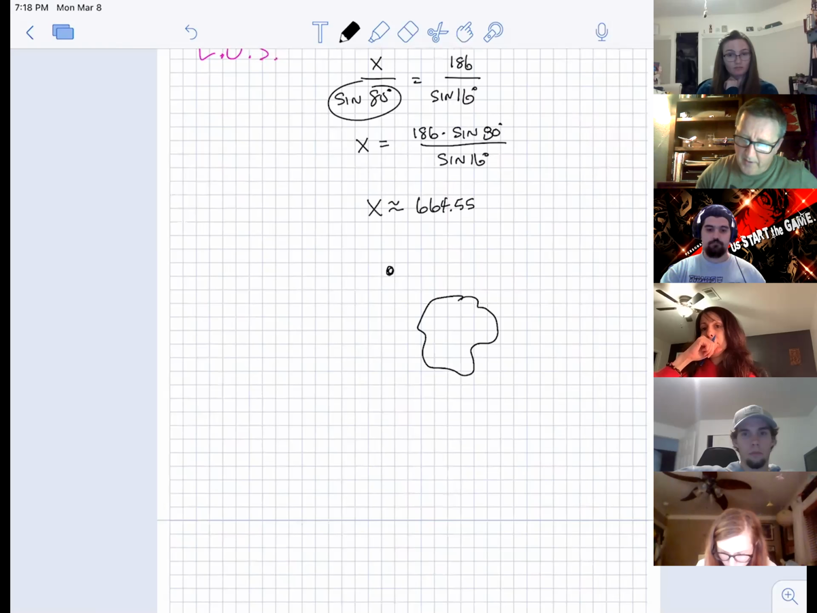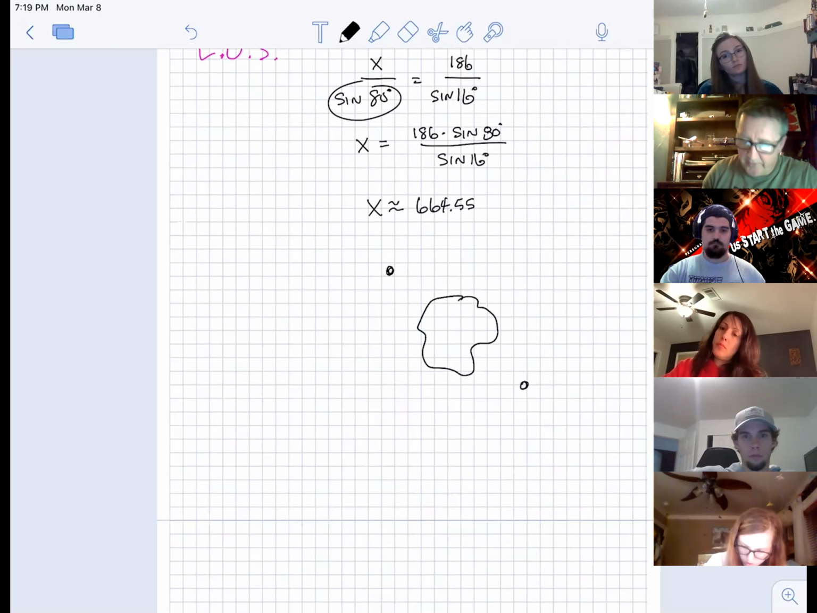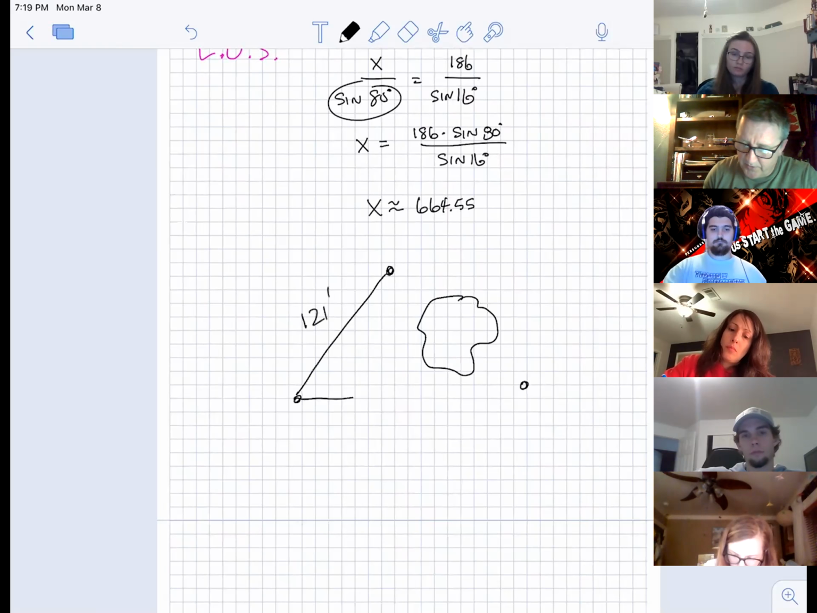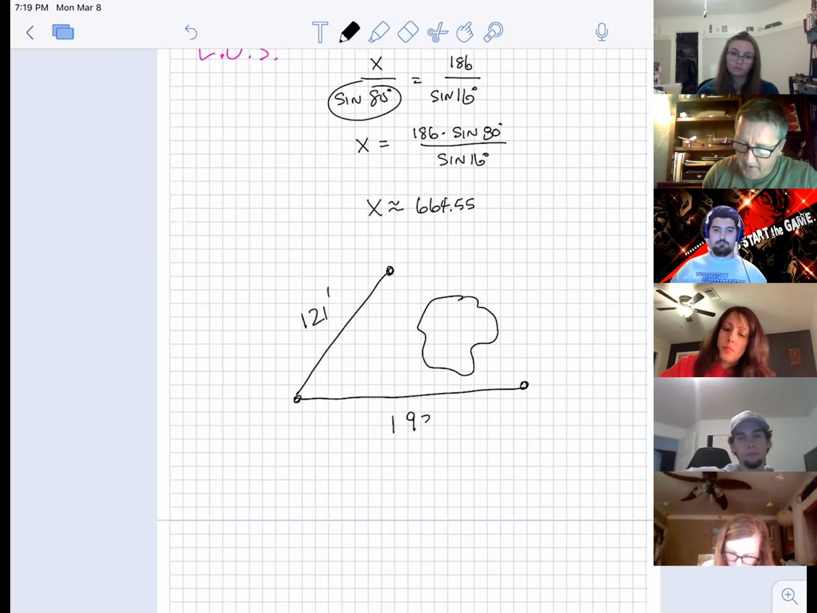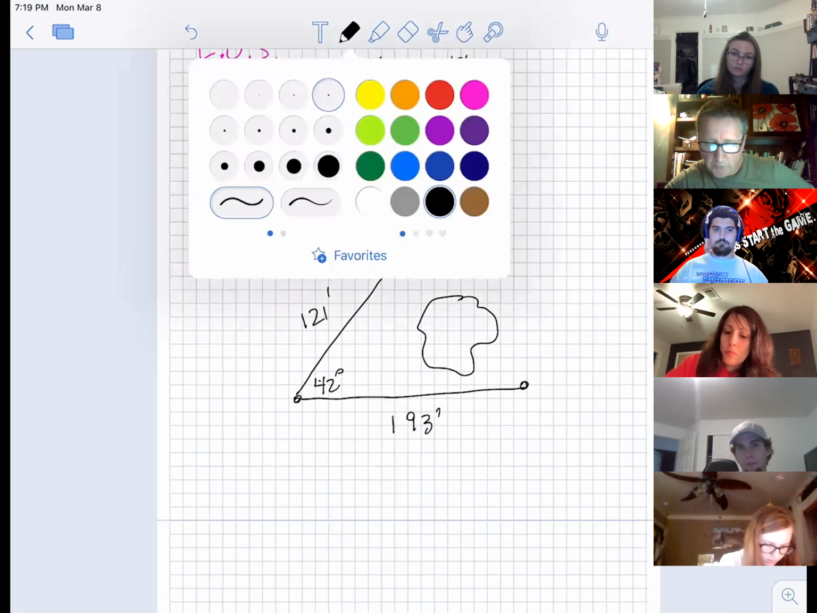So what if you had a property line here and a property line here, but there was a lake in between? And you said, how am I supposed to measure that? Because there's a lake in the way. I can't just lay a tape measure on the ground. So one of the things you could do, if you're a surveyor, is just go set up somewhere over here. And you could measure this distance, 121 feet. And you could measure this distance, 193 feet. And you could measure this angle between it, 42 degrees. And does it make sense you could use what I showed you today?